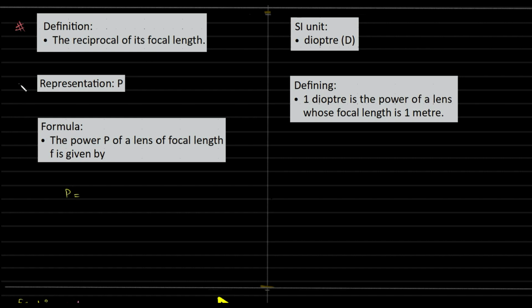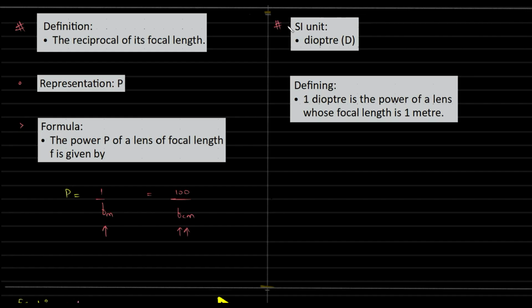How do you represent it? With the letter P. What is the formula? The formula is P = 1/F, provided you express F in meters. But what if we have it in centimeters? Then you can use this formula, P = 100/F. The first one is the official formula. The second one is from my end so that you can use it in your exams.